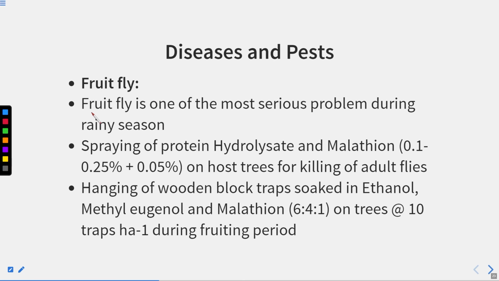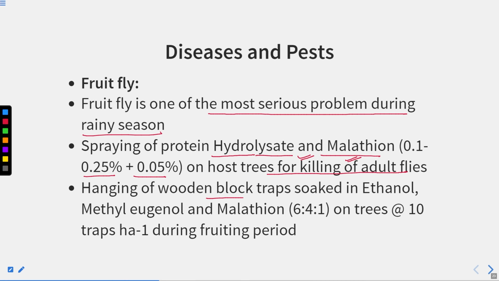Next is the fruit fly. So fruit fly is one of the most serious problems during the rainy season, and spraying of protein hydrolysate and malathion, that is of 0.1 to 0.25% plus 0.05%, okay, on the host trees helps in killing the adult flies. So with the spraying of this protein hydrolysate and malathion, this can kill the adult flies.